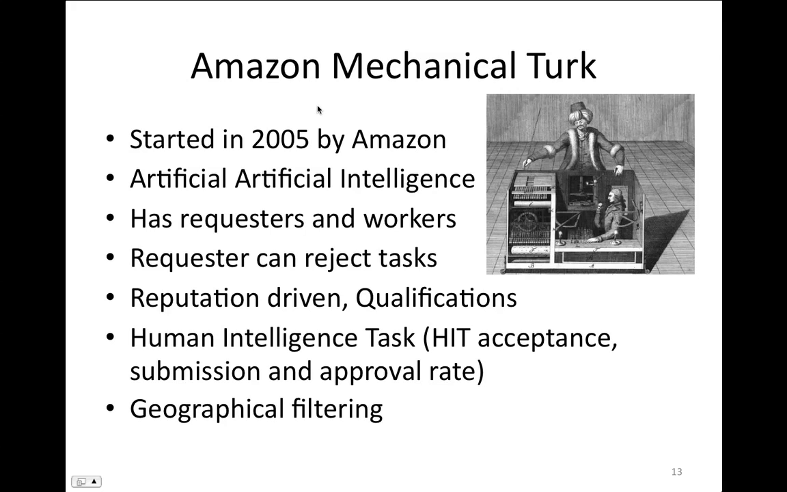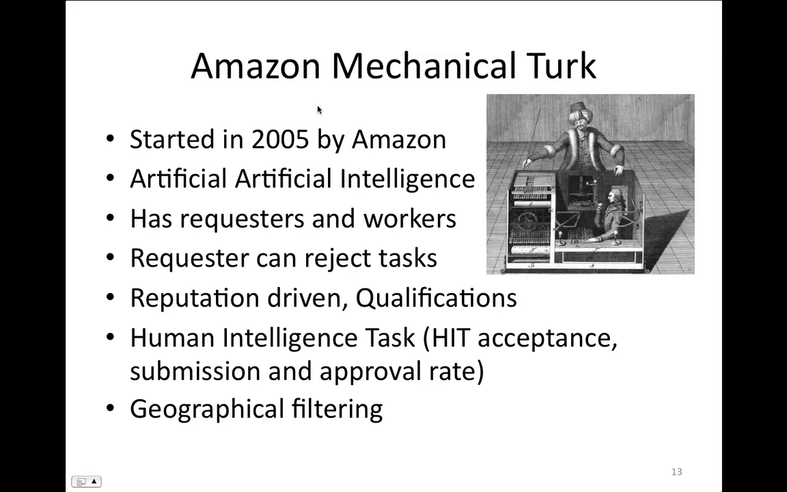The requesters can also do geographical filtering, meaning that, for instance, you are interested in the opinion of the U.S. general public on your product. You can filter workers only from the U.S. So you can make only the U.S. workers eligible to work on your HIT.